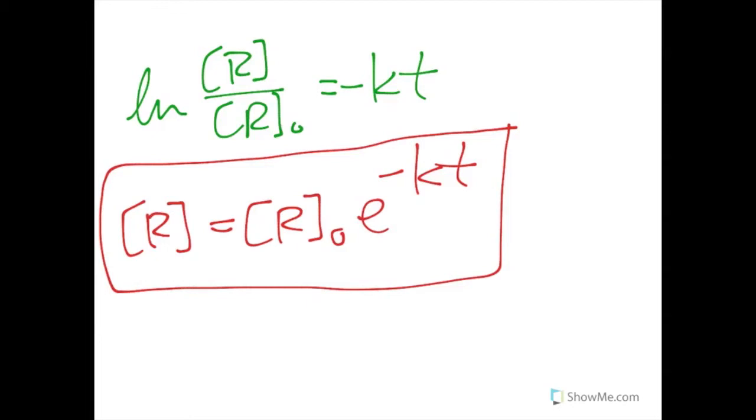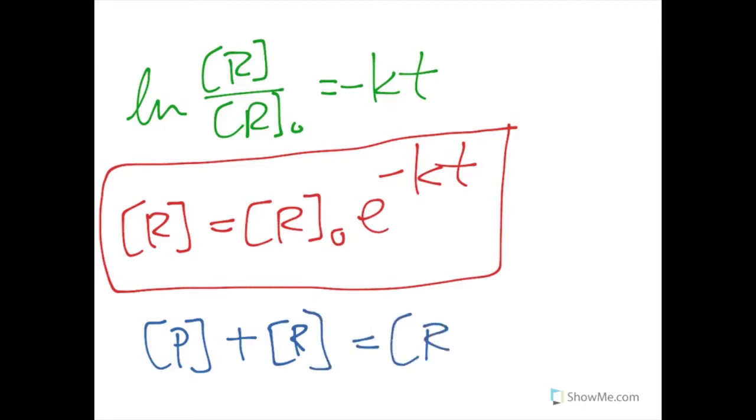We need to make use of another equation, that the total sum of P plus R has to equal R naught plus P naught, right? The amounts that we started with. This is simply the conservation of mass.